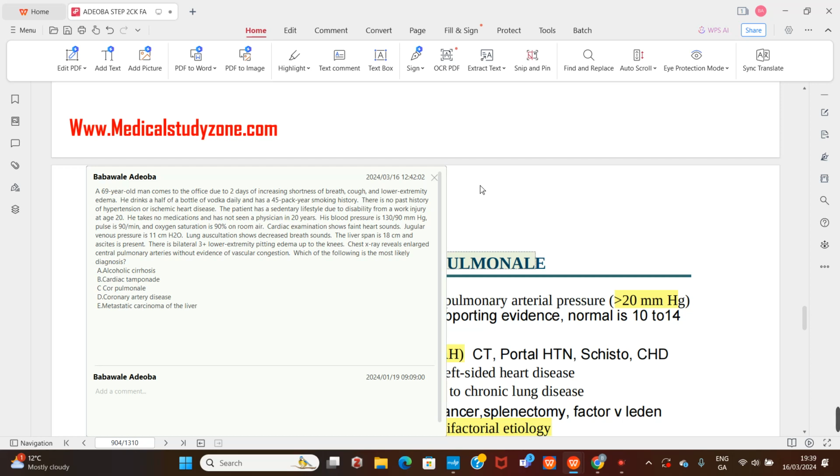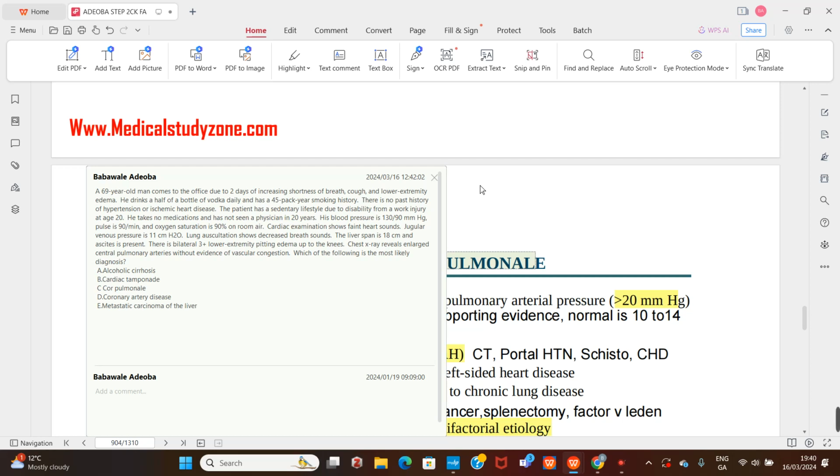Yeah, it's pulmonary hypertension. Why can't it be secondary to ischemic heart disease? Okay, there is no past history of that. So this is pulmonary hypertension. Of course, I know all of us have gotten the answer already. It's called pulmonary hypertension, so it could be from anything.